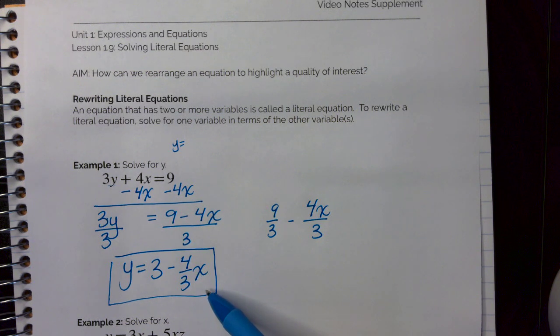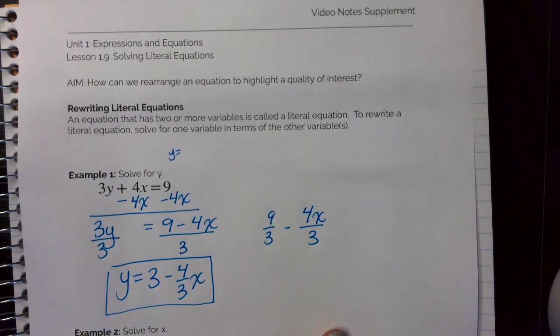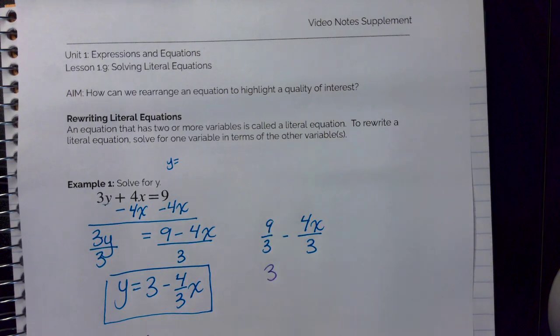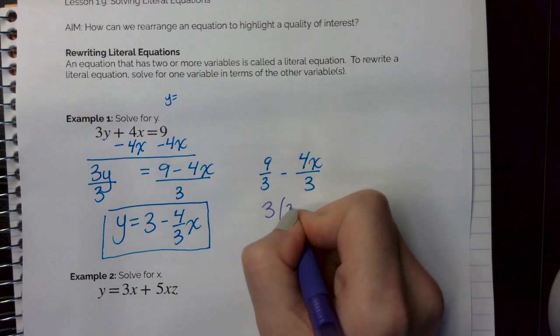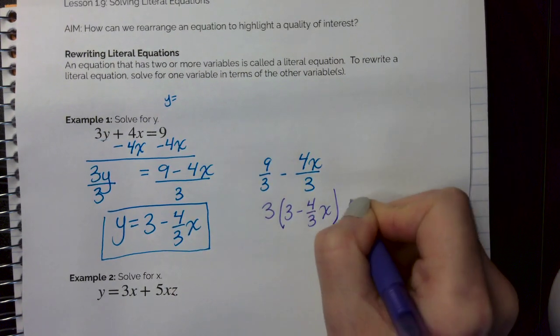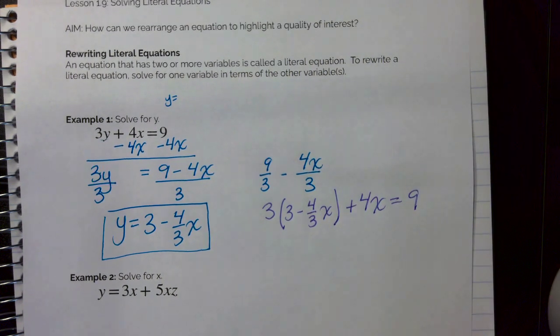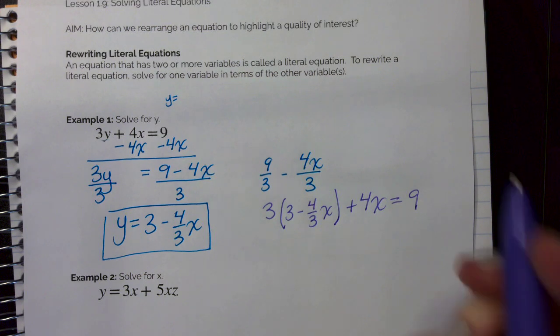Why am I not going to go through that process? I mean, I guess I can. Sure, let's go through it. So we have 3 times y, and y is 3 minus 4/3 x, plus 4x equals 9. That's good practice with properties and fractions.